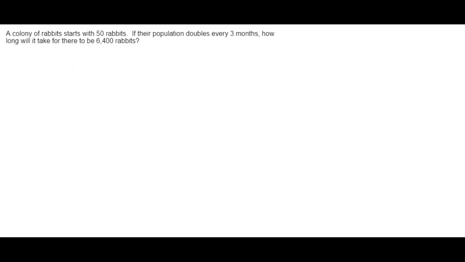Sometimes they'll give you a problem where they just tell you the pattern itself. So this problem states a colony of rabbits starts with 50 rabbits, so our very beginning is 50. If their population doubles every 3 months, how long will it take for there to be 6,400 rabbits? So we start with 50 rabbits. It says the pattern is that we're going to double. Doubling means to multiply by 2.